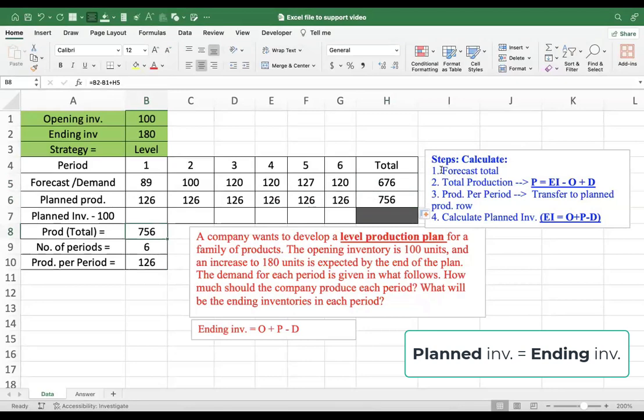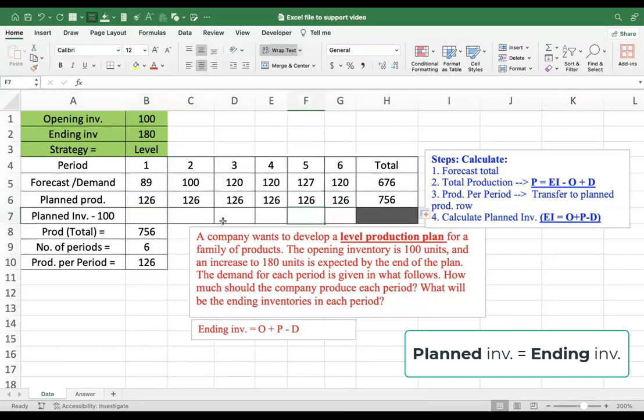So the first step was to calculate total forecast that we did. It was 676, and then we calculated total production using this formula, which is essentially a variation of our formula, that's OPD. And by using that formula, we calculated total production. It was 756, and this 756 included opening inventory level, ending inventory level, and the demand level. And then after that, I calculated production per period, and then I transferred it here. And now we are only left with one thing, that's planned inventory, only this row.